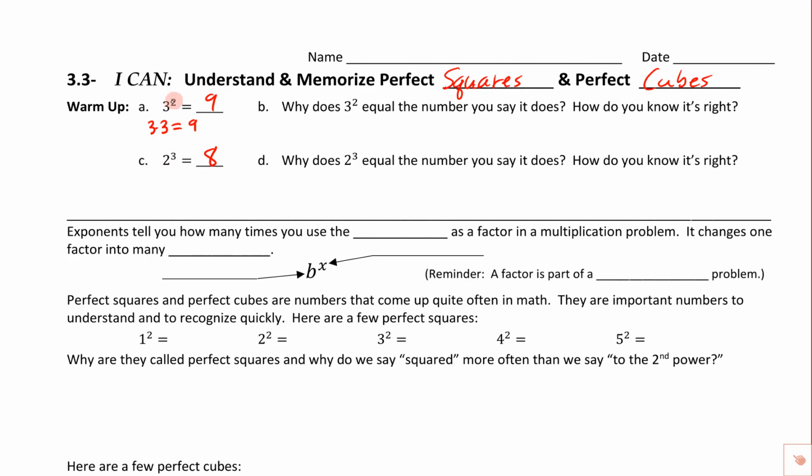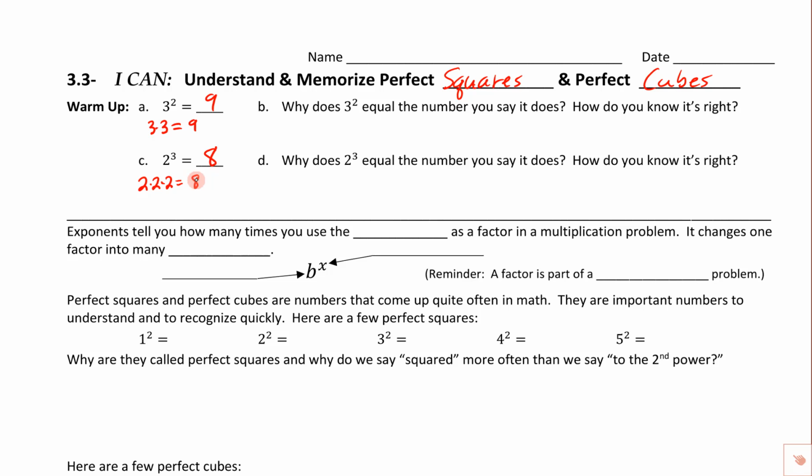And on this one, we've kind of reversed the order. The base is 2 and the exponent is 3. So that means that we're going to have 2 used 3 times. So 2 times 2 times 2. So 2 times 2 is 4 times 2 is 8. So that's why it is the answer that we said it is.